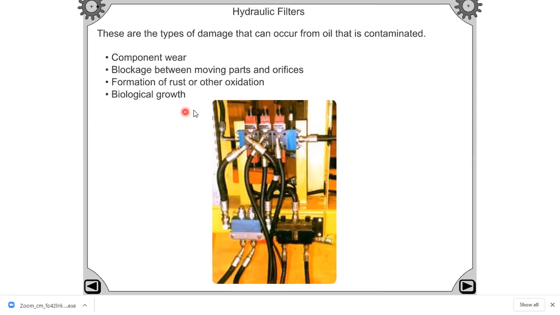Then biological growth, that is fungus and so on in the oil. If you are not running the machine for many days, then some biological growth, some fungus, may also occur in the system. So all these are what cause the contamination.